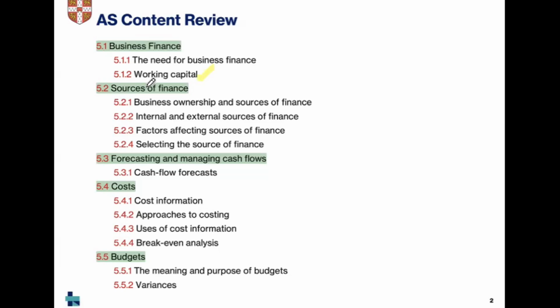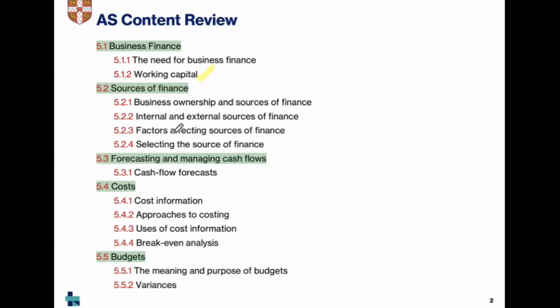Then we looked at sources of finance, and we looked at business ownership. The various forms of business ownership have various sources of finance available to them. So the sources of finance available to a sole trader are different from those available to, say, a public limited liability company that can sell shares. A sole trader cannot sell shares. So depending on the legal structure of the business, it has various sources of finance available to it.